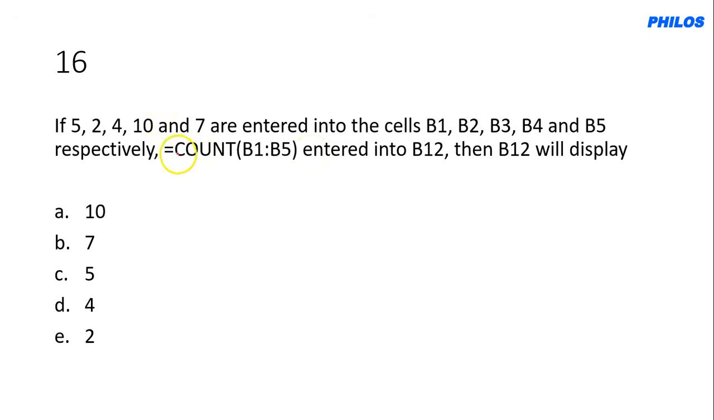Question 16. Now, in question 16, we have the same thing. But here it says equals COUNT(B1:B5) entered into B12. Then B12 would display. Now, this means that you should count the values from B1 to B5. From B1 to B5, count them. So how many are they? 1, 2, 3, 4, 5. There are 5 in number. Okay. So the correct answer for question 16 is C.